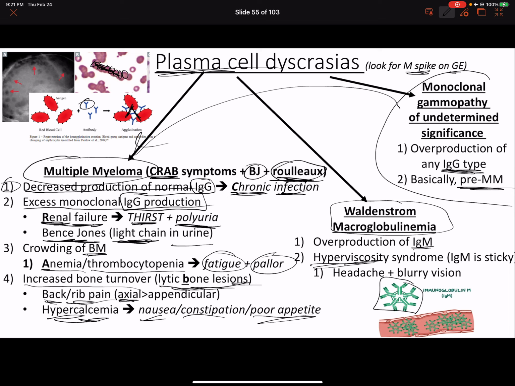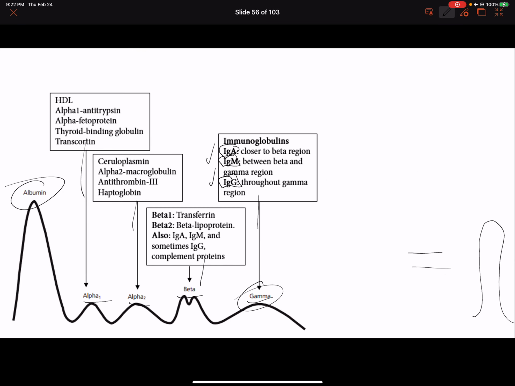So we can think about, again, IgM, because it has all these 5, is particularly sticky. Presentations for hyperviscosity are headaches and blurry vision. All right.